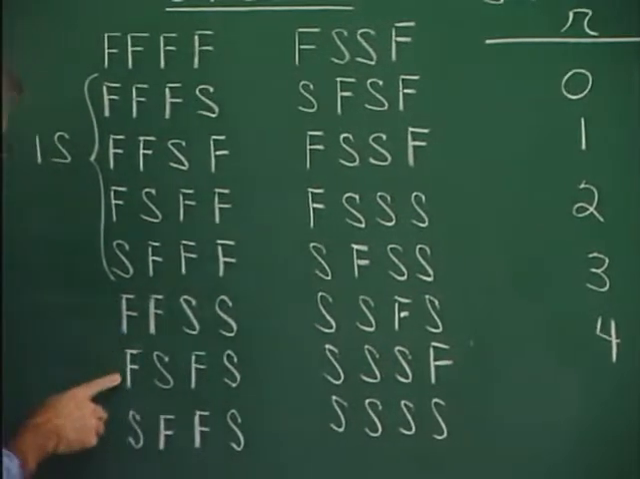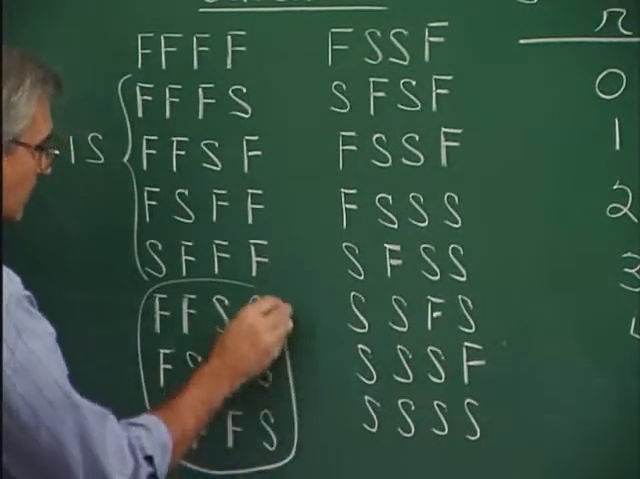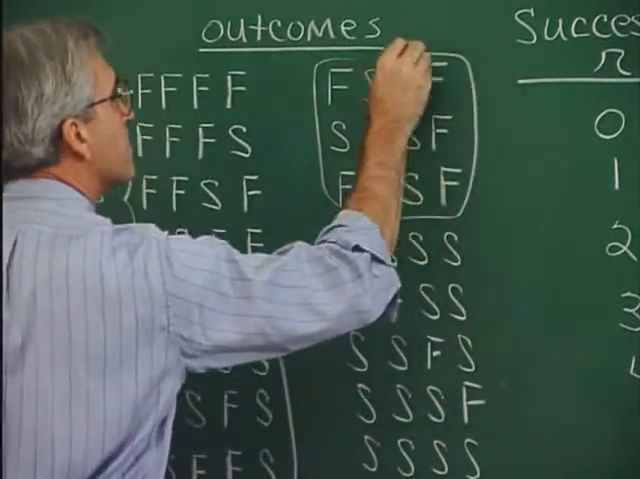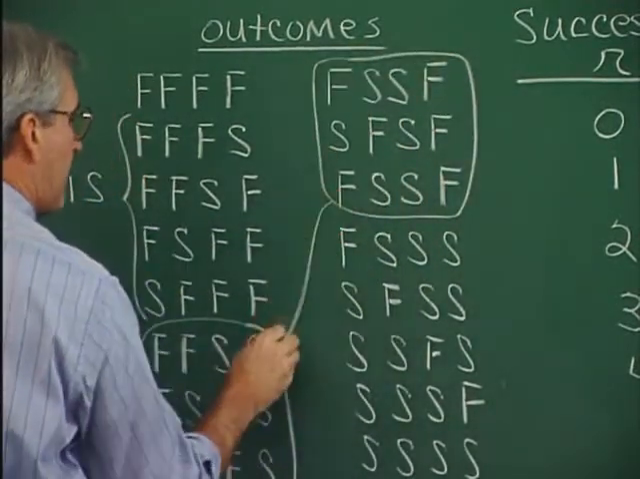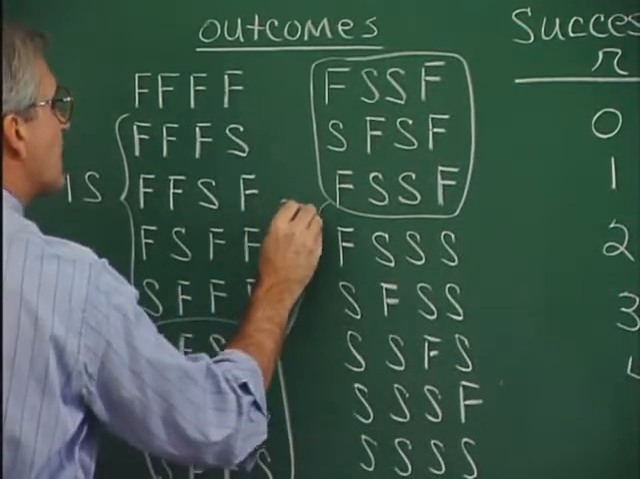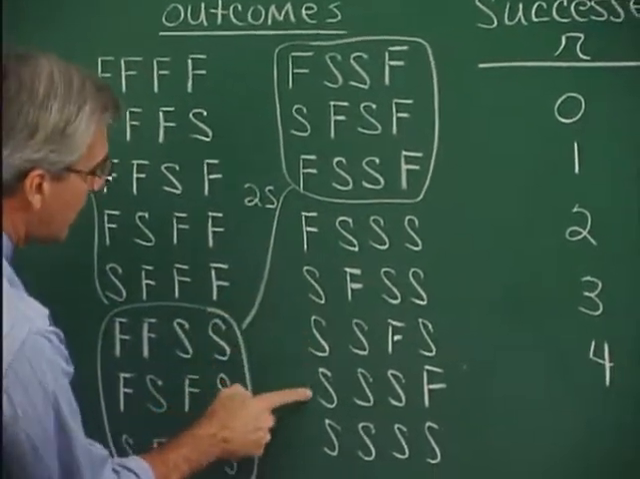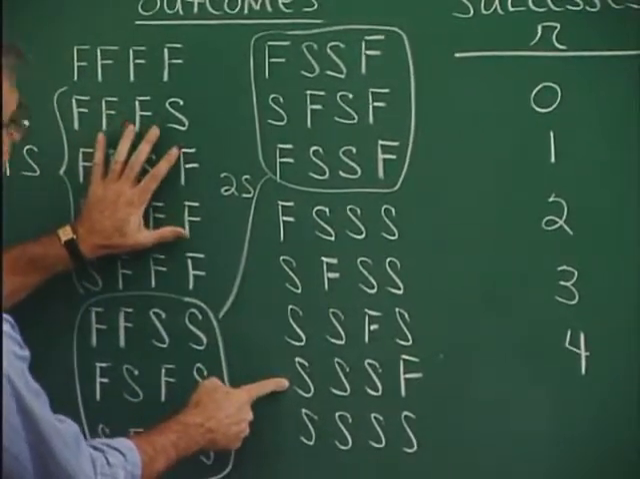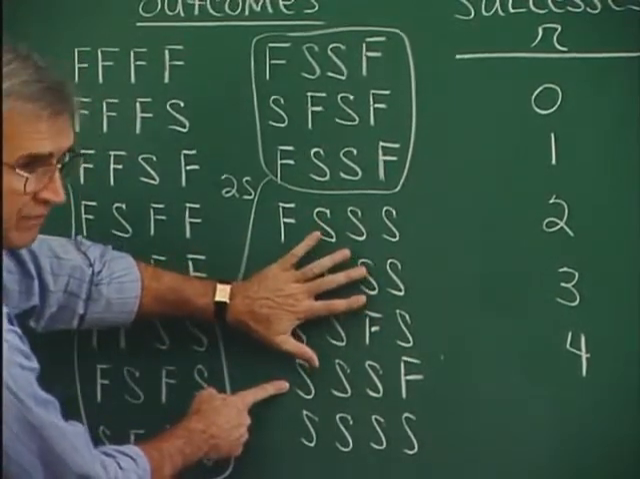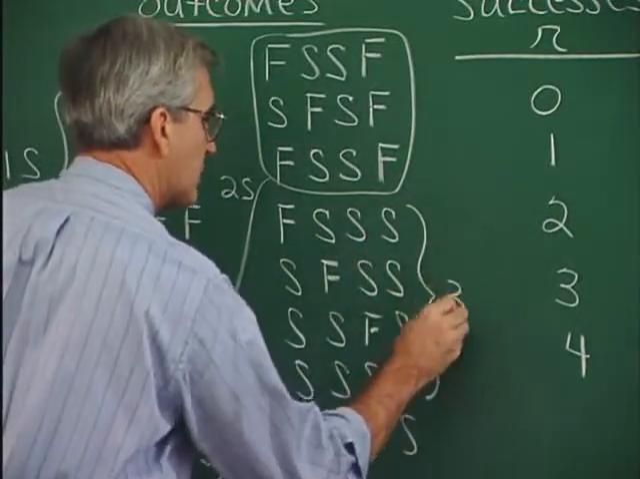Now, these three have two successes, and these three have two successes. So there are 6 of them that have two successes. These, 1, 2, 3, 4, these 4 items, now there were 4 over here that had one success. There are 4 over here that have one failure, or 3 successes. So these have 3 successes.